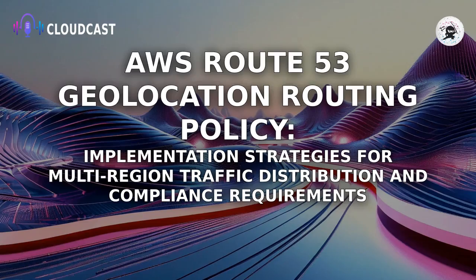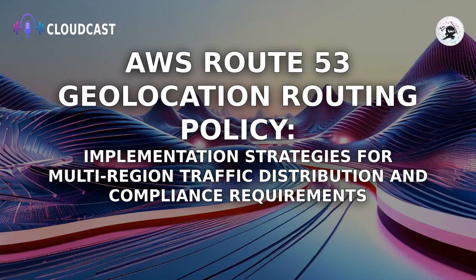Precisely. And here's a pro tip for compliance. If you're implementing GDPR data residency, don't just route traffic geographically. You need to verify your backend actually processes and stores data in that region. Geolocation routing is one layer, but your application architecture, database replication, and logging all need to align. Route 53 gets users to the right door, but what happens inside is your responsibility.